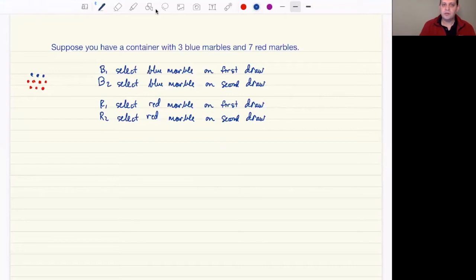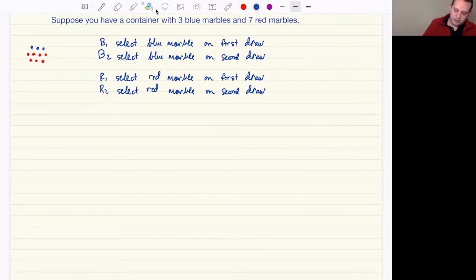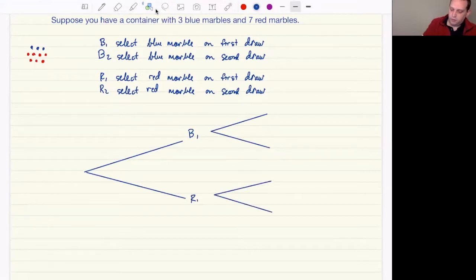So what I want to do is think about the probability of selecting a blue marble first or a red marble first, and we'll make a tree diagram from here. The way this will work, there will be a few branches. In the first selection, I can select either a blue or a red marble. And then on the second selection, we can select a blue or a red marble again. So it could be blue or red, blue or red. And on each of these branches I'm going to put the probability of each event happening.